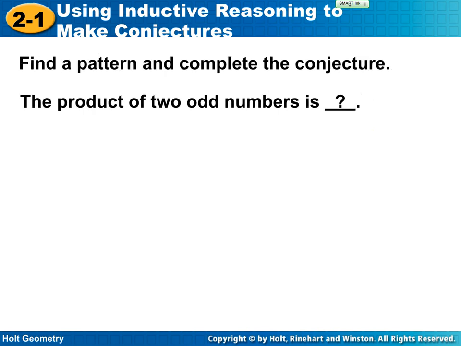Okay, you work on this one. Create some examples, at least 3. Find the pattern and complete the conjecture. The product of two odd numbers is blank. Product of two odd numbers.